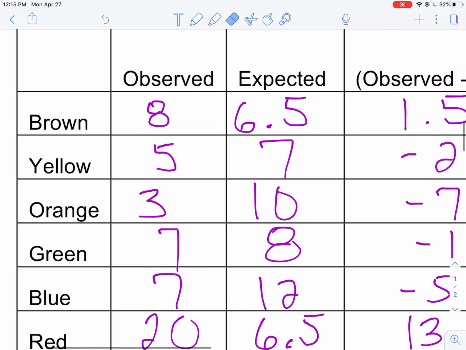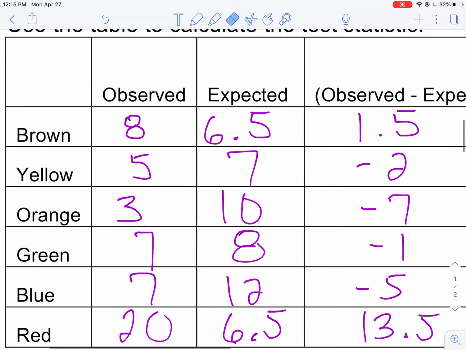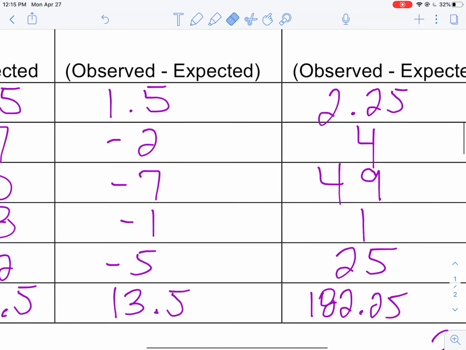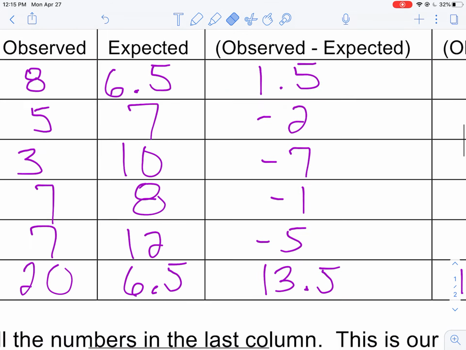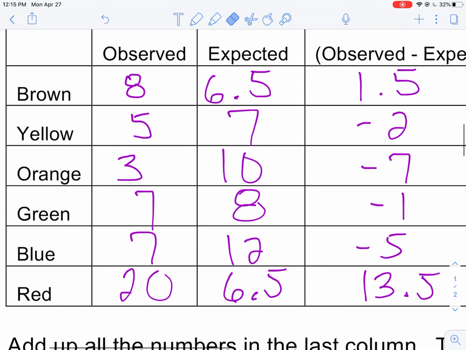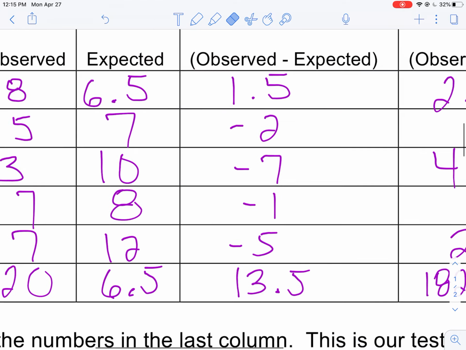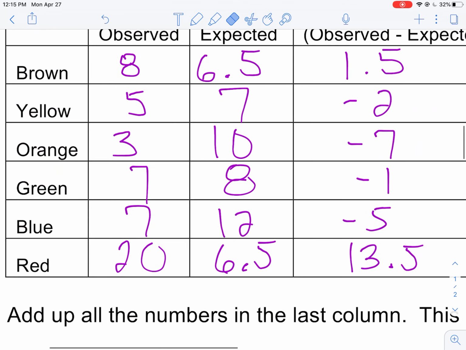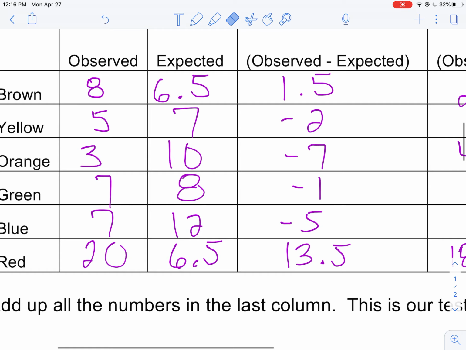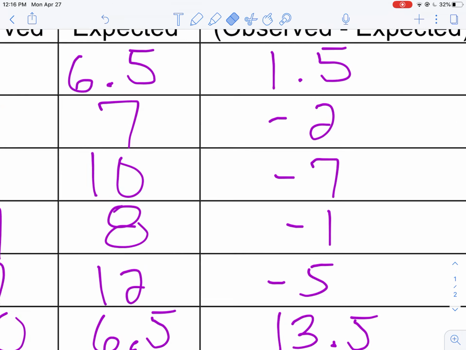For greens, it was really close. I got 7. I expected 8. So there's only a real difference of negative 1. Squared that, I get positive 1. For blues, it was a little bit off. I observed 7. I expected 12. Negative 5. Squared that, got 25. Now here for the red is where I got a big number. I observed 20 red M&Ms and I only expected 6.5. That gave me 13.5 when I subtracted my observed and expected.